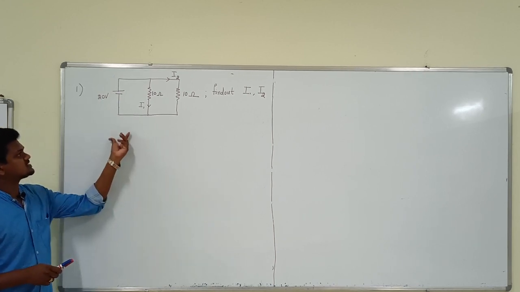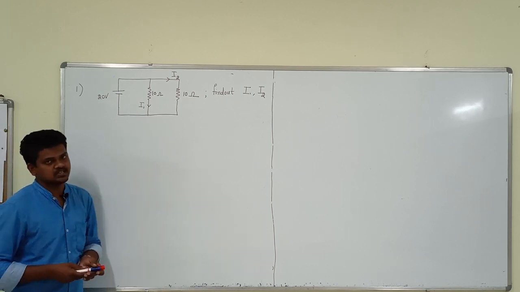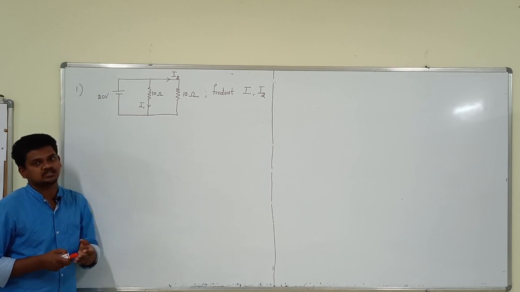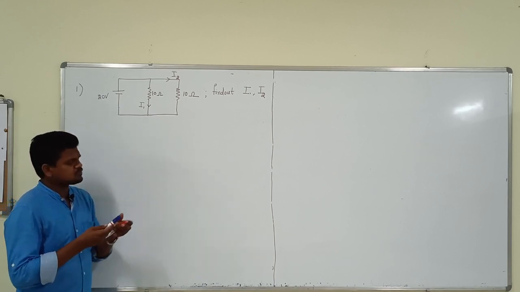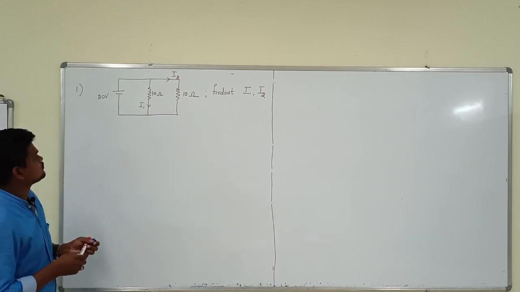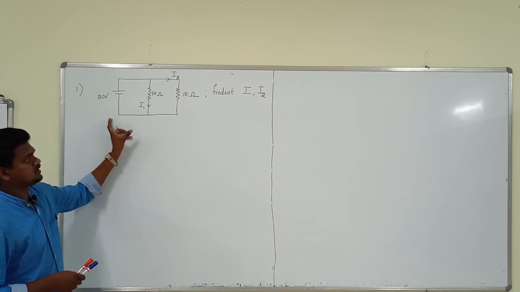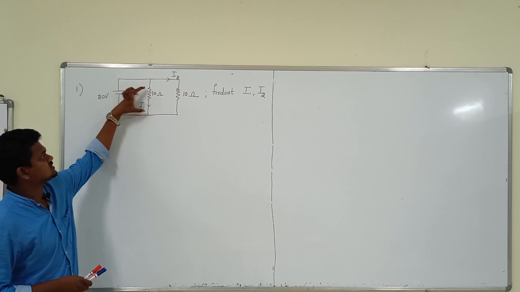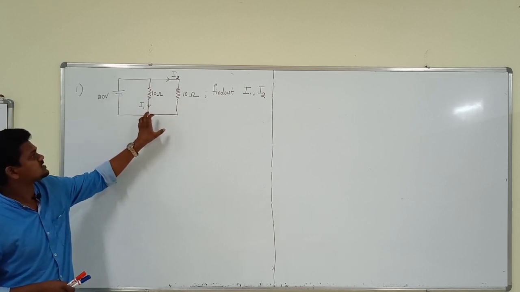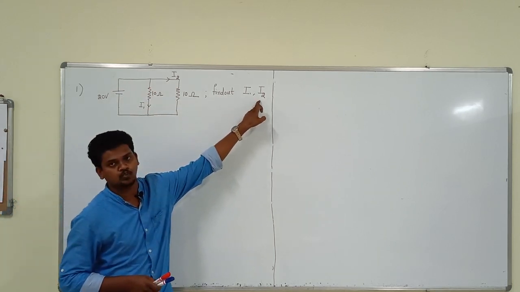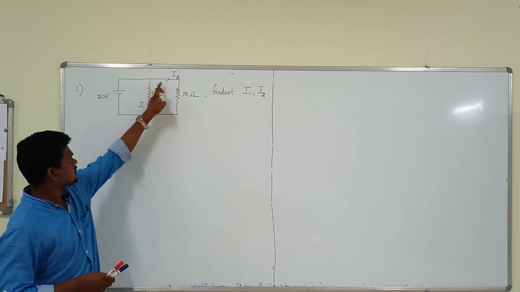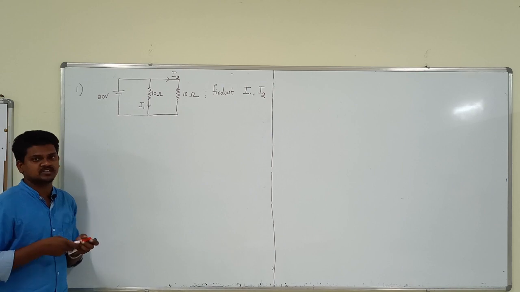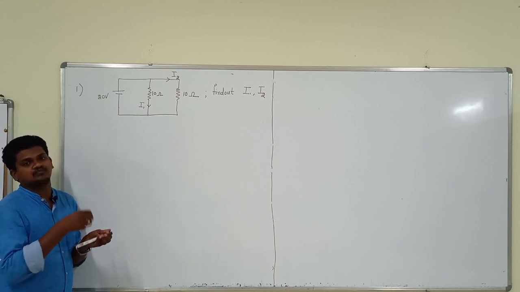Here we will discuss some problems regarding circuits. Up to now we discussed some of the methods to solve a circuit. Here we will take some examples. In the network, a 20 volt source is there and two resistors are connected, and he is asking to find I1 and I2, the two currents flowing in the two branches. We will have different methods, and we will discuss each and every method.